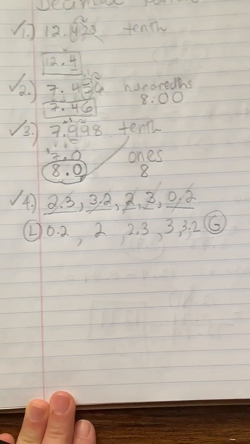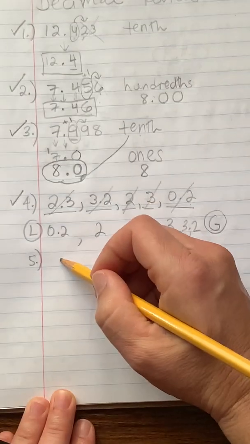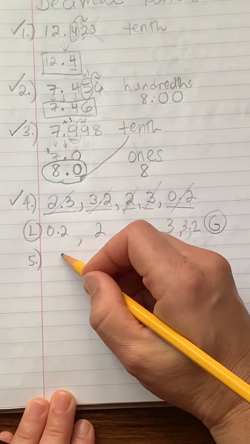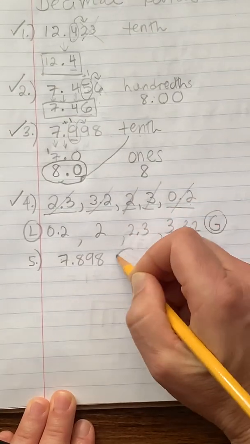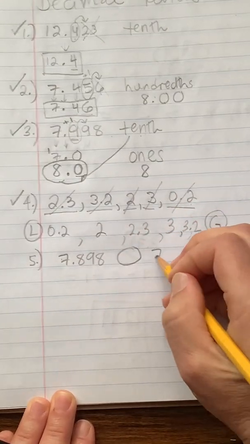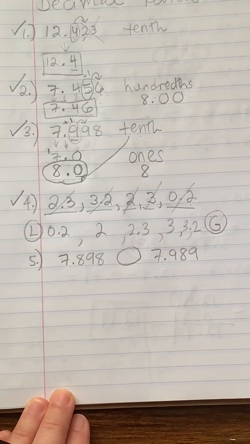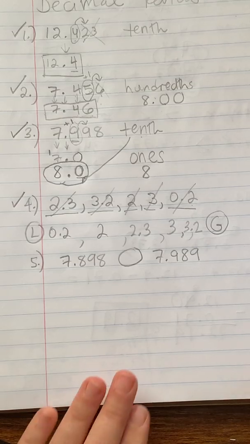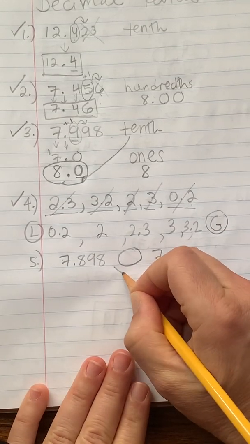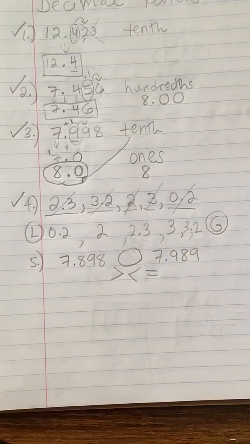Okay, let's go on to comparing them in a different format horizontally. So please copy this number. Pause the video, make sure you copied it correctly, and then you are going to be putting either a greater than, less than, or equal sign in the middle.